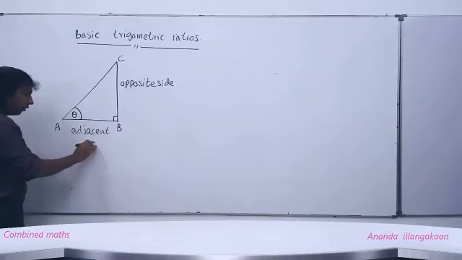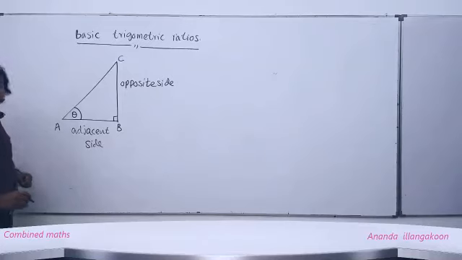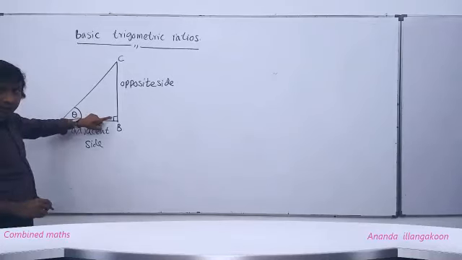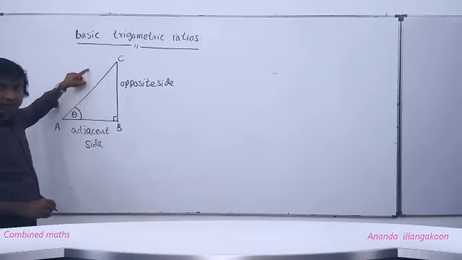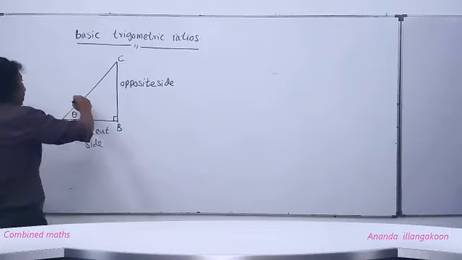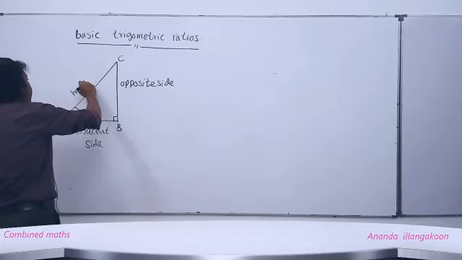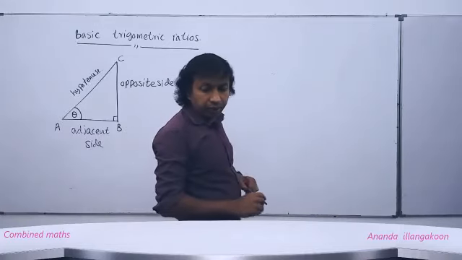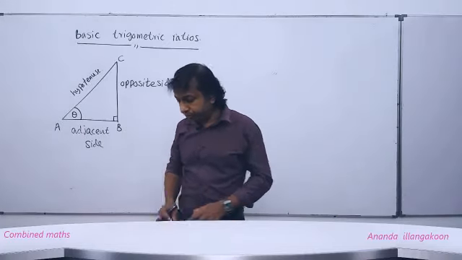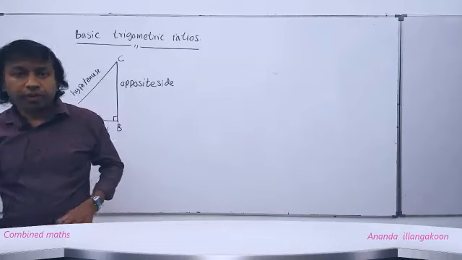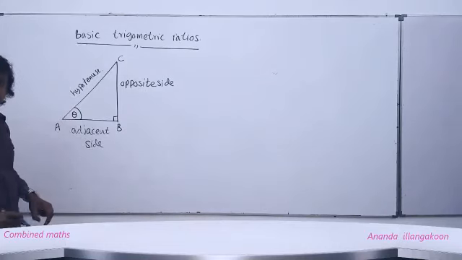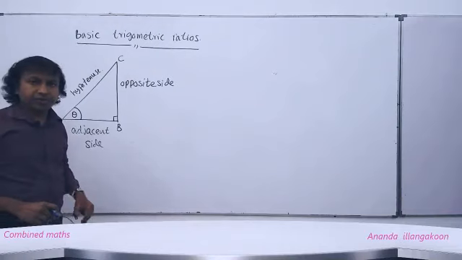Adjacent side. You know, in the right angle triangle, the side opposite to the 90-degree angle, that is this, is called the hypotenuse. Hypotenuse. Now, we first define three trigonometric ratios that you have already defined in your O levels.